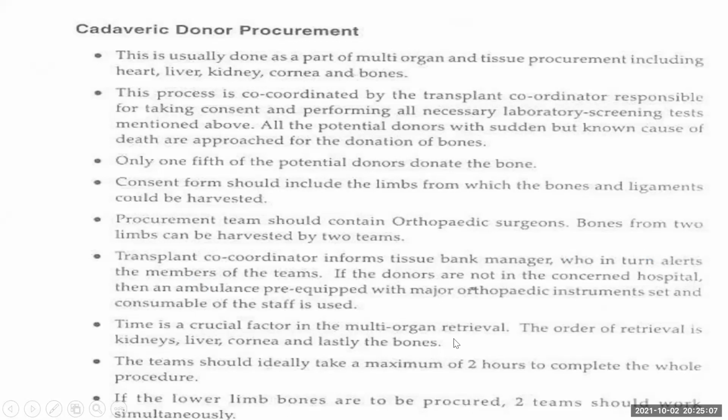Time is a crucial factor in multi-organ retrieval. The order of retrieval is kidneys, liver, cornea, and last is the bone. The team should ideally take a maximum of 2 hours to complete the whole procedure. If the limbs are procured, 2 teams should work simultaneously.